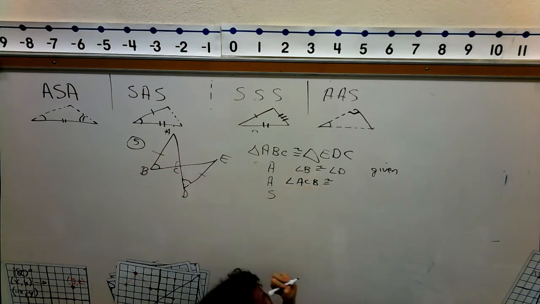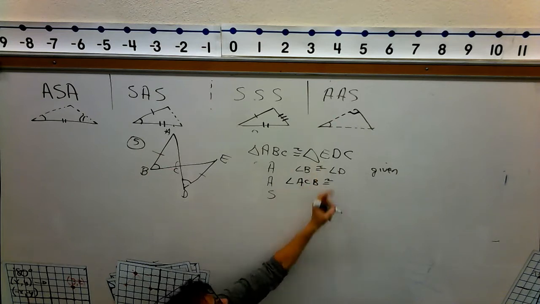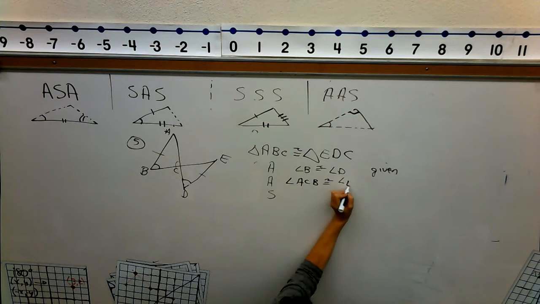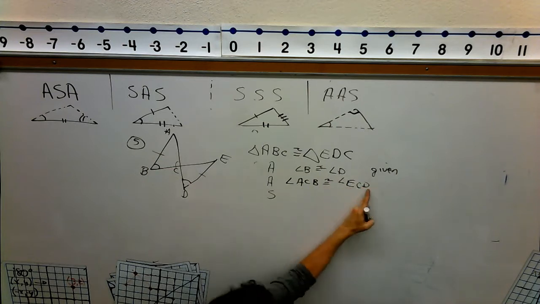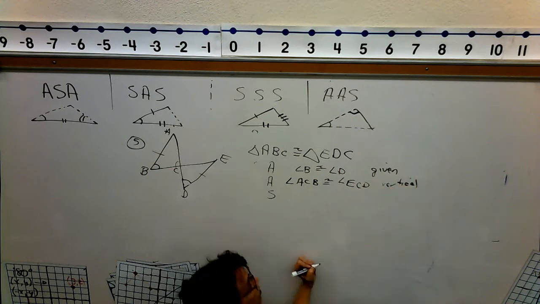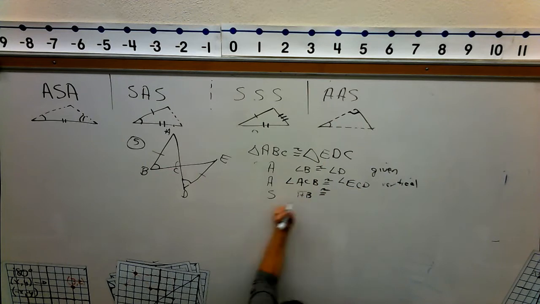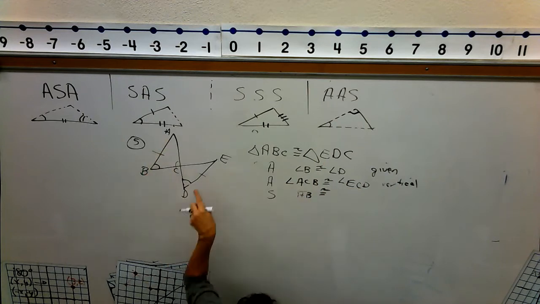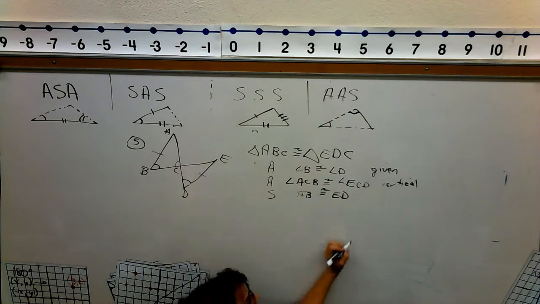Now let's go in the right order. What point corresponds to A? E does, right? So this would be angle ECD, right? And the reason is vertical, right? We got statements, we got reasons. And the side here, we know AB is congruent to ED. What's our reason? Yeah, they gave it to us.